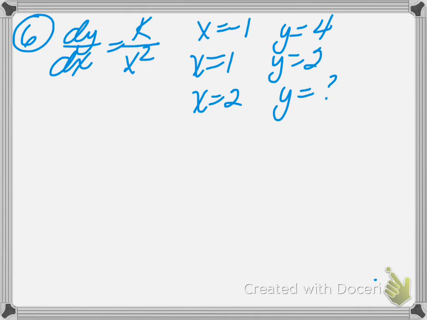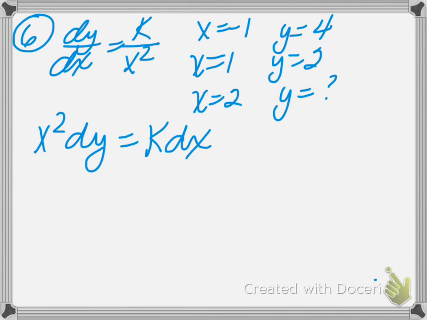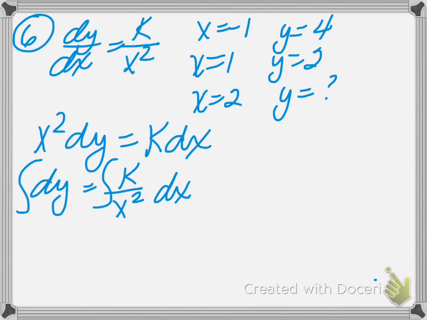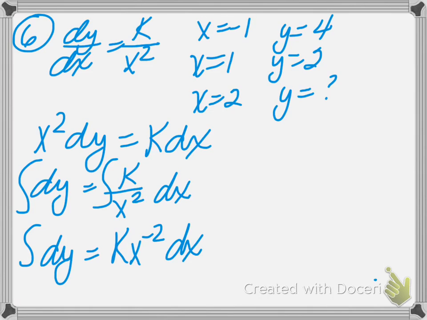Okay, so if we cross multiply, don't forget dy stays on the left. Now we have to move that x squared over to the right side because all x's have to be together. Okay, and then we're going to integrate each side. So before integrating, I'm going to rewrite the right side so that I'm all ready to take the antiderivative.